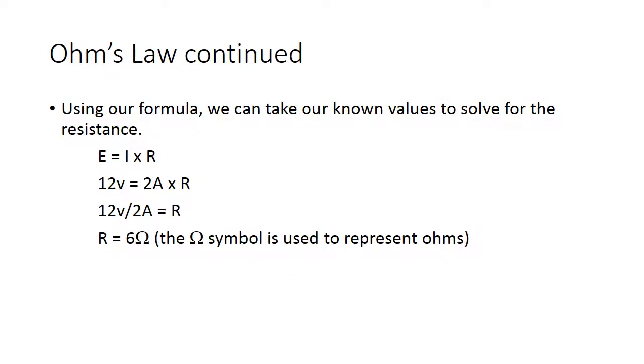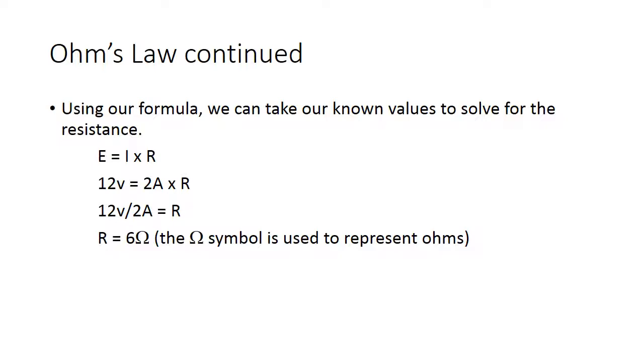So we know that we have 12 volts supplied by the battery. We also know that 2 amps is flowing through the circuit. So we can use our E equals I times R, and plug in these values to solve for the unknown value, which is, in this case, the resistance. So we would put in 12 volts for E, and 2 amps for I.